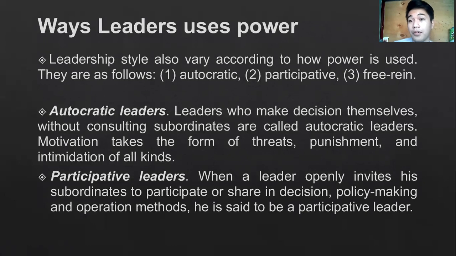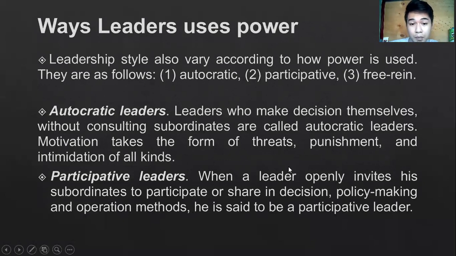Autocratic leaders have disadvantages. The disadvantage of autocratic leaders is that the leader receives little if any information and ideas from his people as inputs into decision making, because these leaders make decisions themselves without consulting subordinates. Next is participative leaders. This is when a leader openly invites his subordinates to participate or share in decisions, policymaking, and operation methods. He is said to be a participative leader.